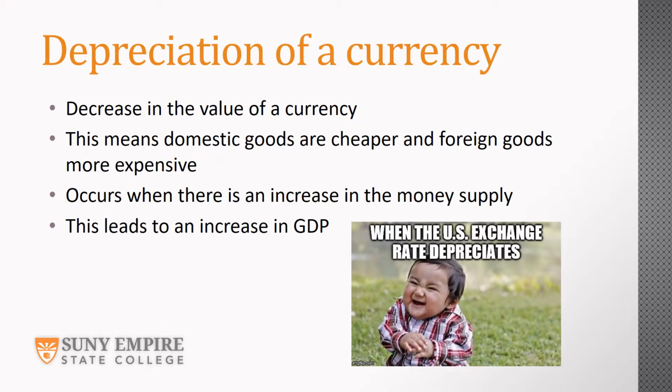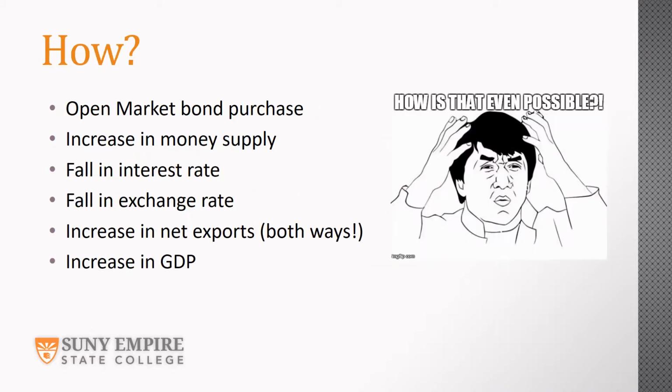One possibility is a depreciation of a currency, which means a decrease in the value of a currency when compared to that for another nation's. The result of this is that domestic goods are cheaper while foreign goods become more expensive. This depreciation occurs when there is an increase in the money supply. Ultimately, depreciation of a currency results in an increase in that nation's gross national product. How? Let's go through the entire process.